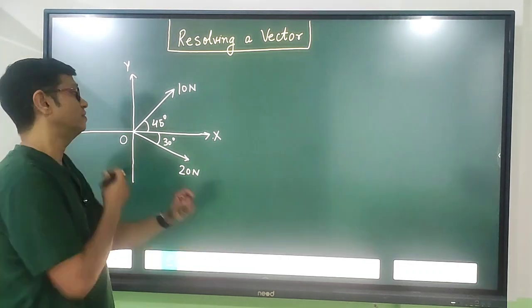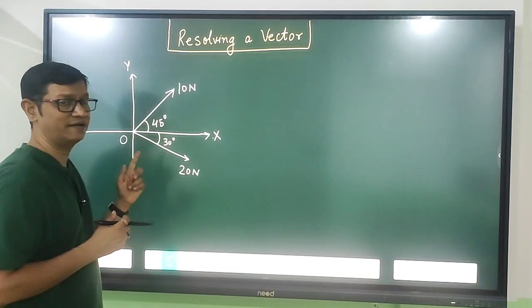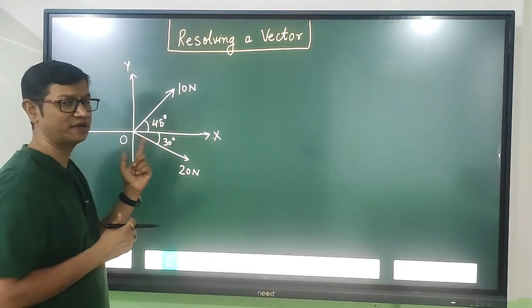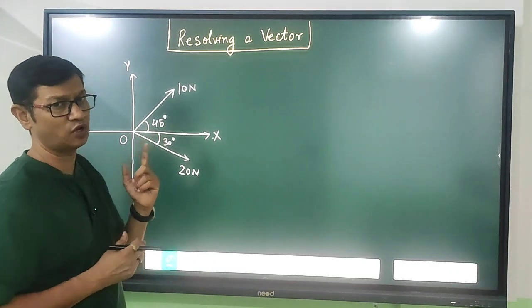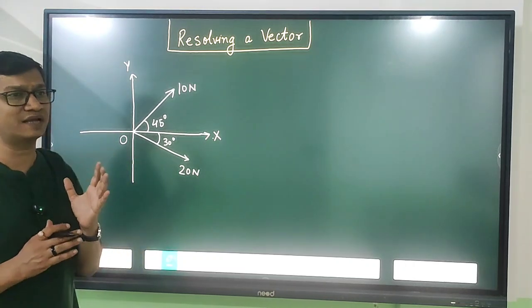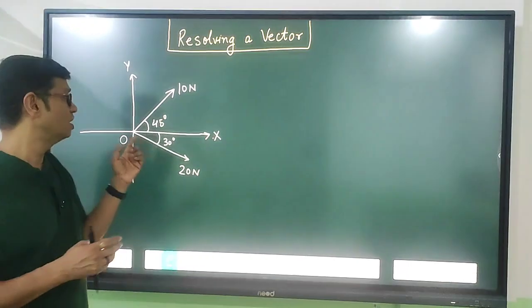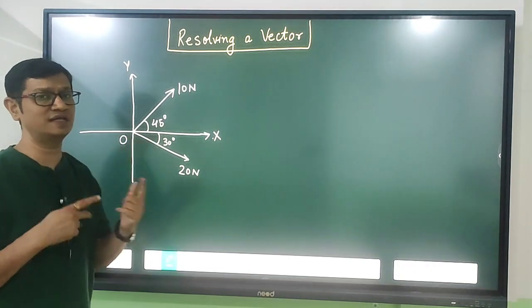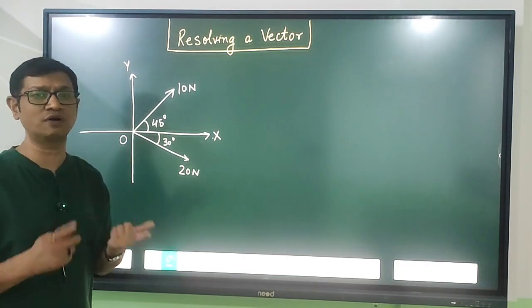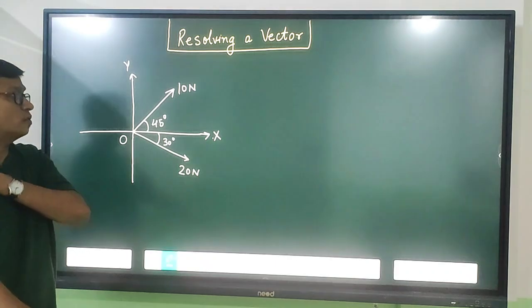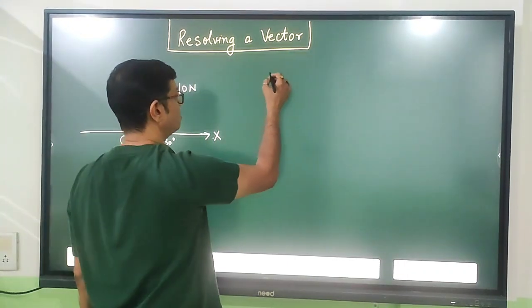Using the angle formula, R squared equals A squared plus B squared plus 2AB cos theta, that formula just gives you a magnitude, and that is not always efficient, because if you have one more force here, then that formula will not work, because that's only for two vectors. So we'll start with something very basic.